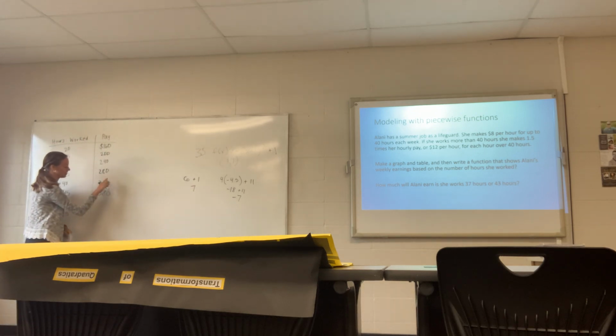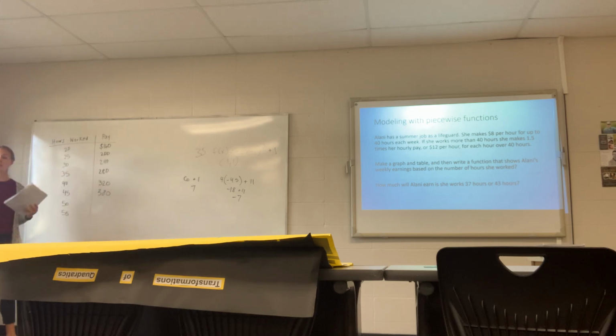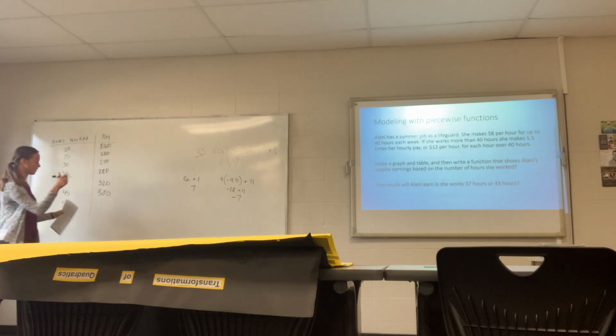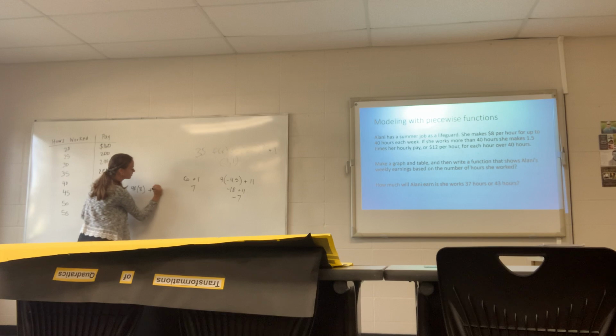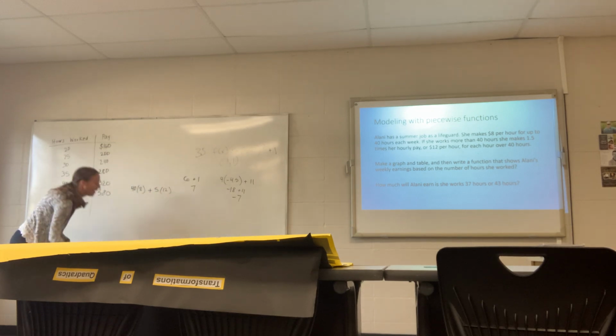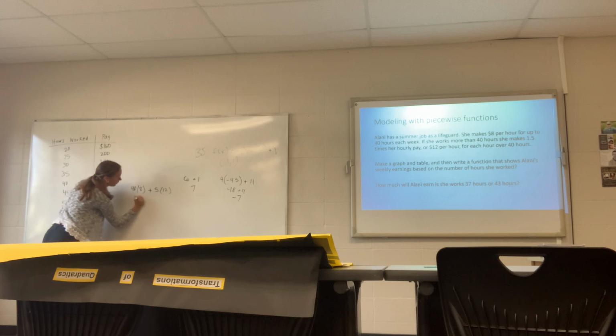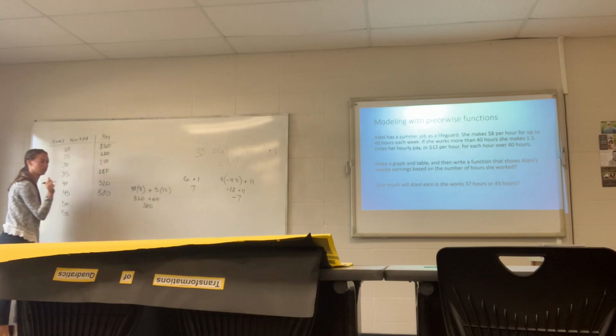Yep, because I make the 320 at $8 an hour. So I have 40 hours where I make $8 an hour, and then I have 5 hours where I make $12 an hour. So if we actually were to calculate that, I'd have 40 hours that I make $8 an hour, plus 5 hours that I make $12 an hour. And then we said I made 320 plus 60, which would give me the total of 380.